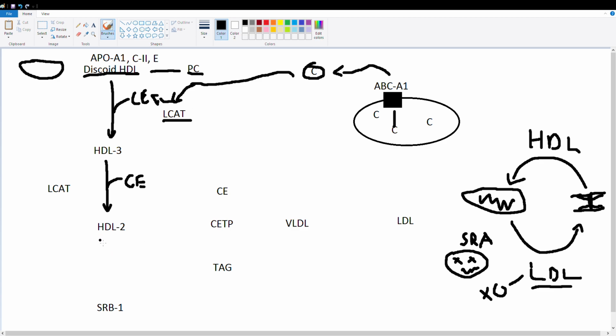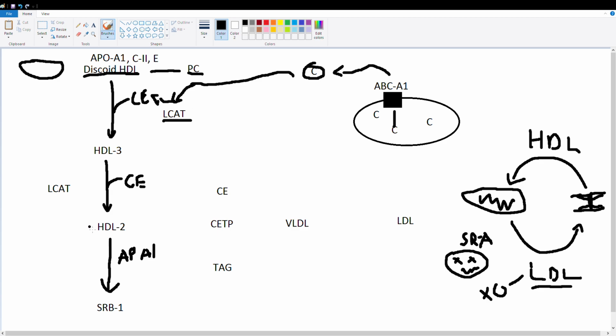This HDL2 is actually very important because it now has two choices. It can go be taken up by the liver using the SRB1 receptor found on the liver. So this is scavenger receptor B1. Remember, scavenger receptor A is on the macrophage for LDL. This is scavenger receptor B1 for HDL on the liver. And it requires ApoA1 to be seen. So HDL2 has ApoA1, C2, and E, and it requires ApoA1 to be taken up by scavenger receptor B1.